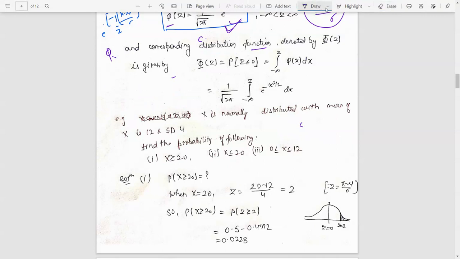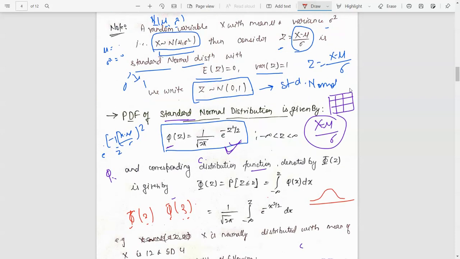If you see this phi z, you can represent it as phi 2 or maybe phi 3. What is phi 3? Phi 3 is the probability from minus infinity to 3. Okay, so we will see some graph of this normal distribution, and then we'll understand how this probability works.